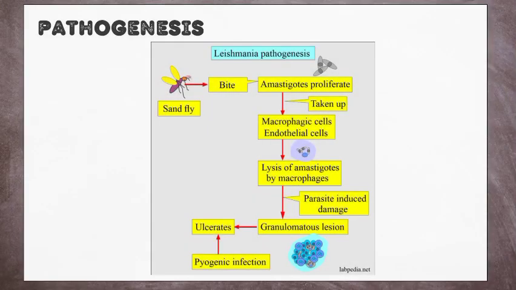Next is the pathogenesis. This is the Leishmania pathogenesis. As you can see in the picture, the sandfly first bites, and then the amastigotes proliferate and are taken up by macrophages and endothelial cells. After that, the amastigotes are lysed by macrophages. Then the parasite-induced damage could lead to granulomatous lesions and pyogenic infections, which then become ulcers.